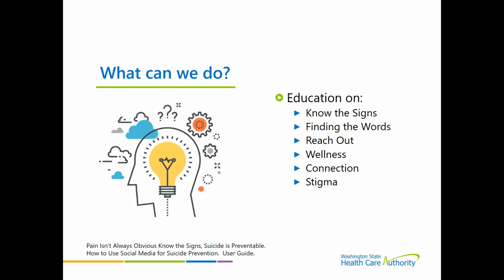Finding the words to offer support. Helping our community members know what to say to offer support, what's helpful and not so helpful. Education about the importance of asking the question: are you having thoughts of suicide? Or are you having thoughts of hurting yourself? Or have you wished you could go to sleep and not wake up in the morning? Asking the question is essential for suicide prevention. Then reaching out, teaching our community members the action steps to take when worried about someone. After asking the question, seek professional resources, don't leave them alone, and follow up with them if appropriate for further connection.